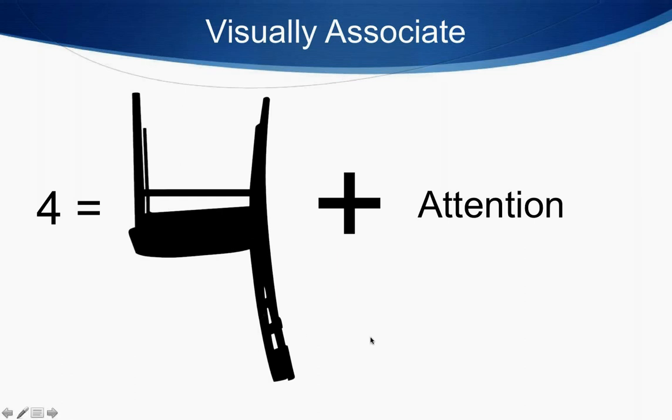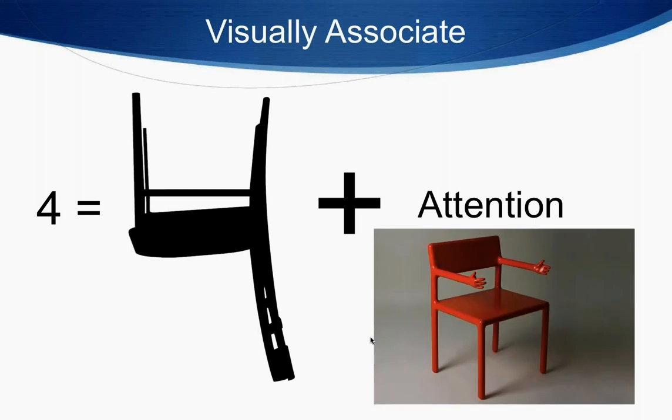I want you to picture a chair that has arms. And every time you lose your attention or start drifting off, it smacks you or nudges you. I would picture it smacking me in the head like, hey, pay attention. So you might picture a chair like this. This is how we're going to remember 4 equals attention. So you really need to picture this in your mind's eye to remember that 4 is attention.